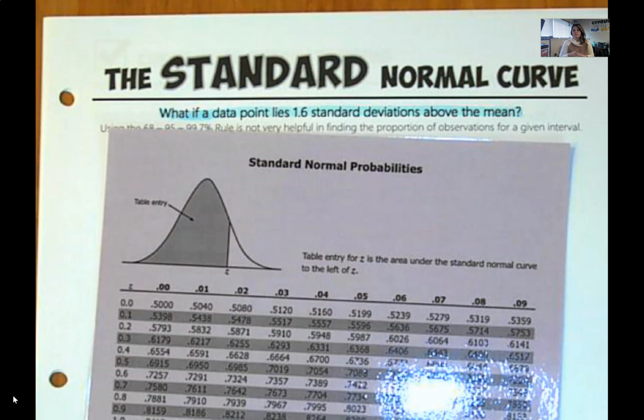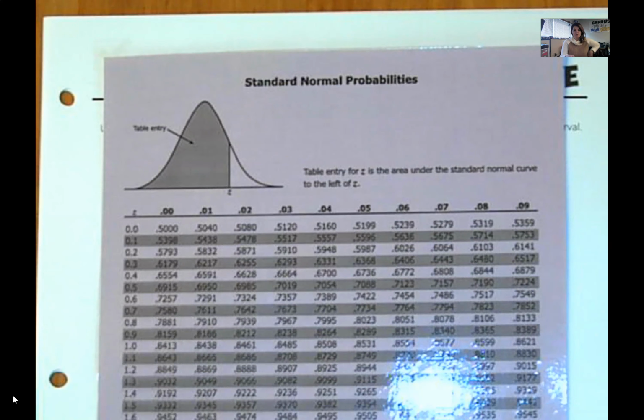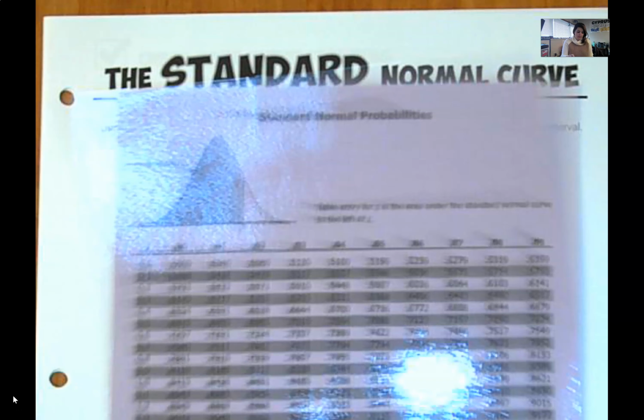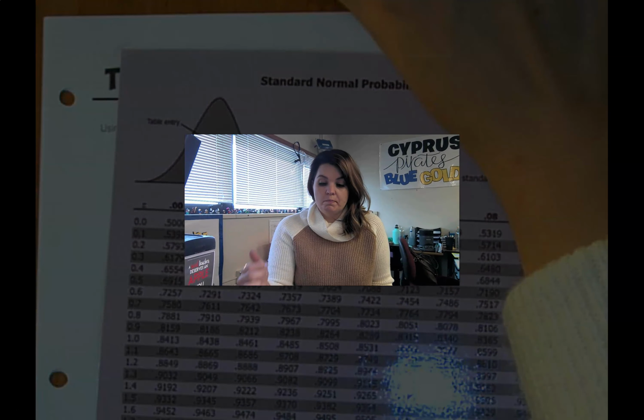Hello, everyone. This is our lesson for the standard normal curve. For this lesson, you're going to need this standard normal probabilities table. I should have given you one. It's purple and laminated.